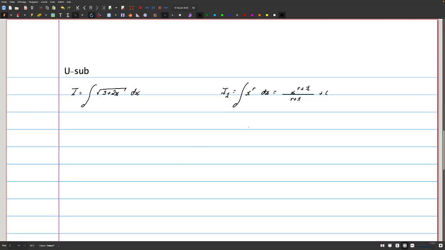So hypothetically, if you had x to the 2 dx, this will be equal to x to the 2 plus 1 over 2 plus 1 plus c. So it would just be equal to x to the 3 over 3 plus c, right? So this is easy, you guys know this, but this doesn't give us something that we can solve very easily when we use this example right here.